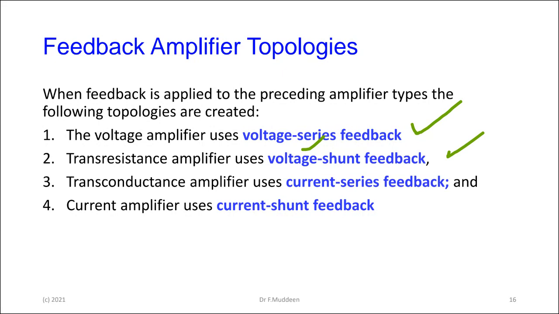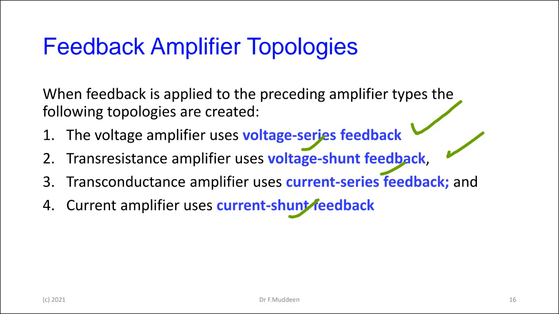The transconductance amplifier, of course, is the other way around. It's voltage on the input, current on the output. So what we're feeding back is voltage, and the voltage will be in series with the input. And then, of course, the current amplifier: you're feeding back current, so you have to feed current back in parallel with the input. So that's the current shunt feedback. So the two voltage devices are the voltage amplifier and the transresistance, and the two current amplifiers are the transconductance and the pure current amplifier.